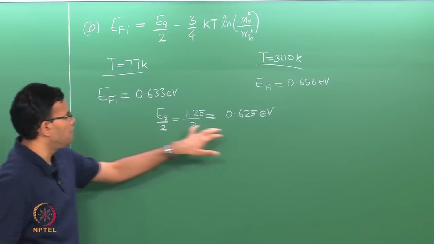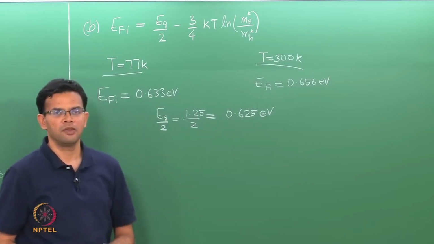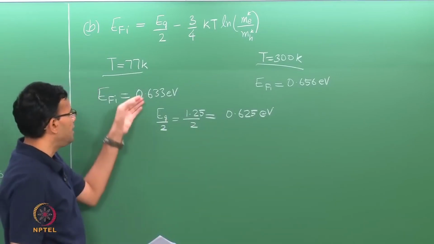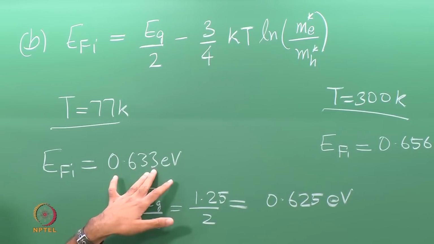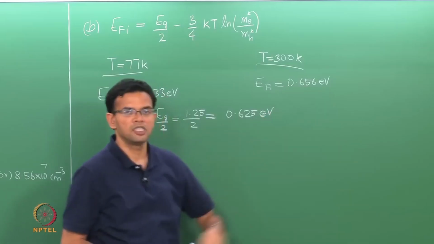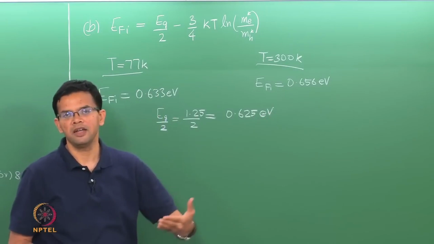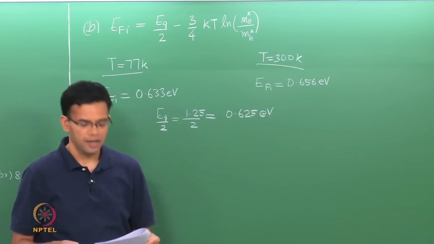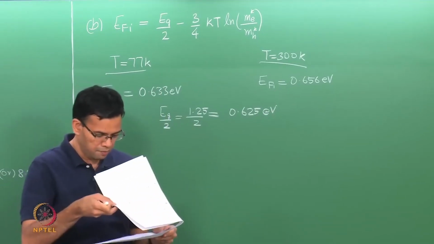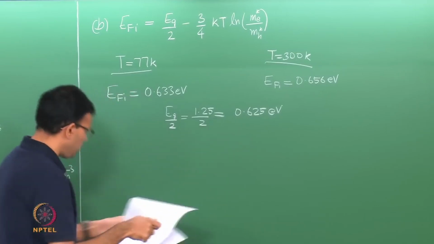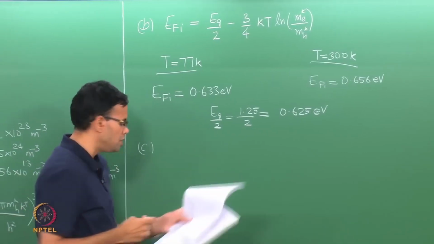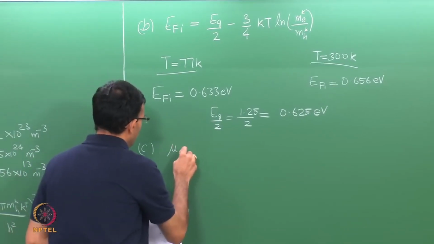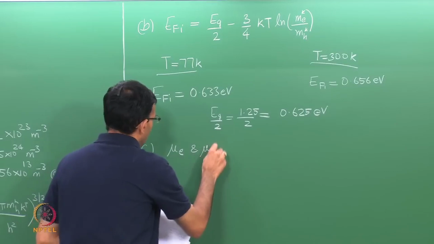So, the values are very close to the center of the band gap, but they are slightly shifted, and the shift becomes higher the higher the temperature. So, this is 0.633 and this is 0.656. So, it is slightly deviated away from the center of the band gap. This is part B. In part C, we want to calculate the electron and hole mobilities. So, we want to calculate the values of mu E and mu H.